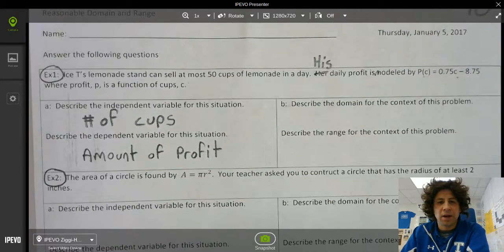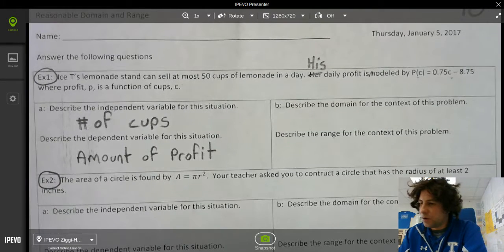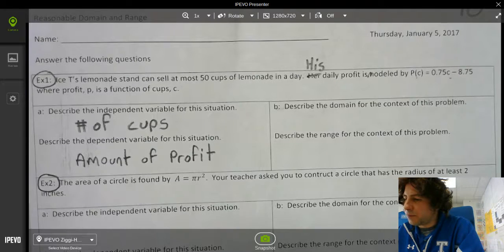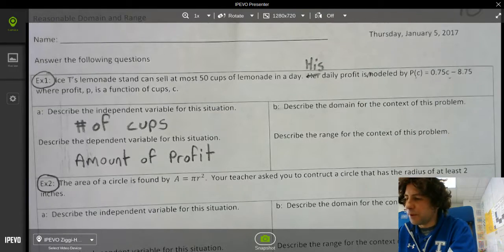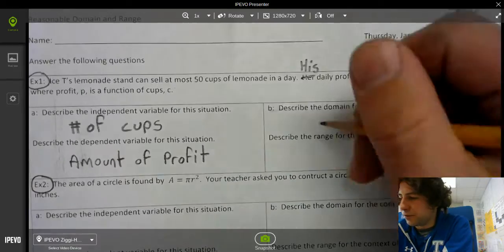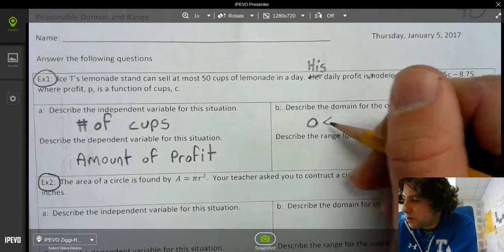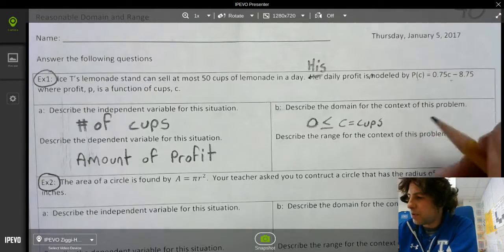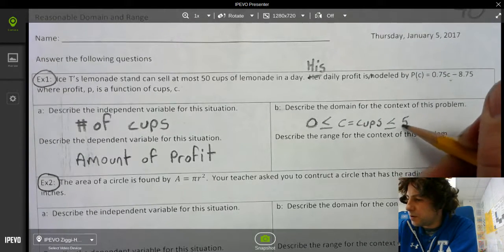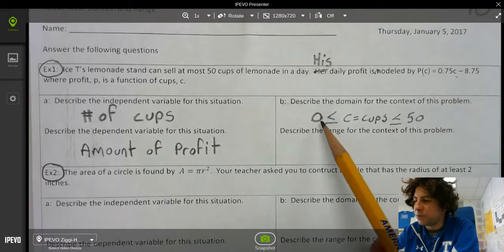All right, now let's look at describe the domain for the context of this problem. It says Iced Tea's lemonade stand can sell at most 50 cups of lemonade in a day. His daily profit is modeled by P of C equals 0.75 C minus 8.75. So first off, the domain we're talking about is cups. The smallest amount of cups you can have is 0. And that is less than or equal to C, which is cups, but that's less than or equal to 50. So what that means is that the cups can be between 0 and 50.